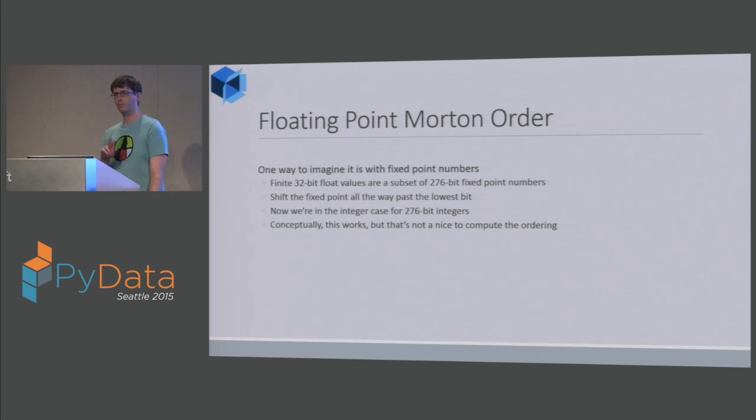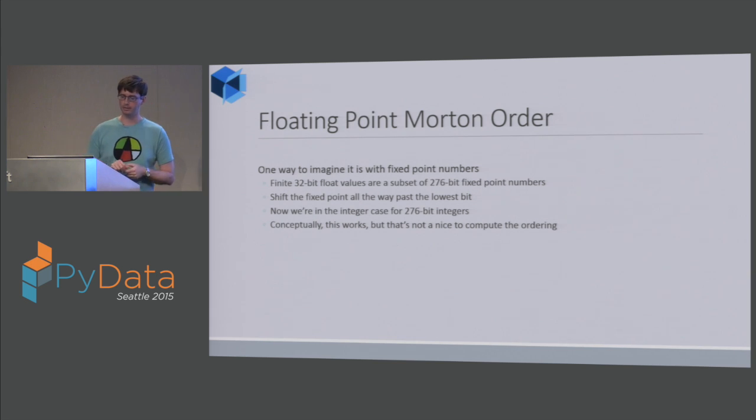I'm going to give you two ways to think about this. First is with fixed point numbers. A fixed point number is basically an integer where you then pick where the decimal point is. So in a binary representation, you might pick, okay, 16 bits go to the integer part, and then 16 bits go to the decimal part.